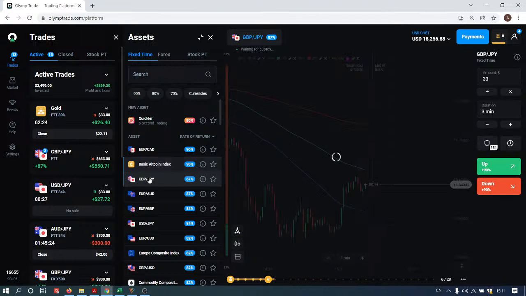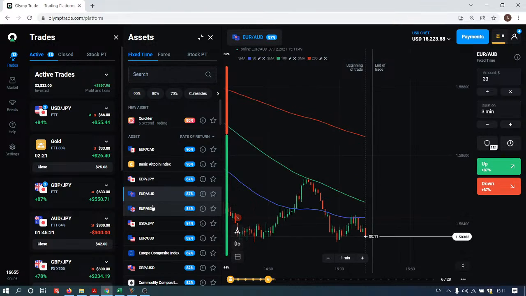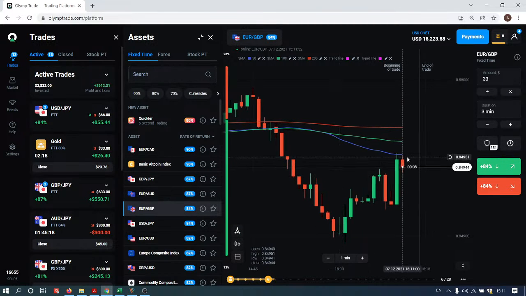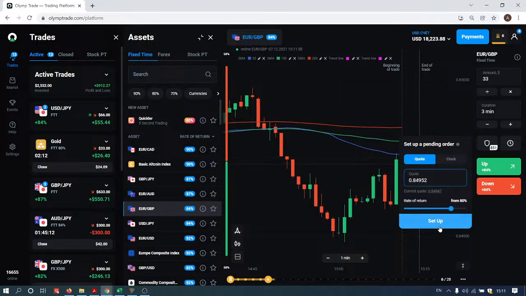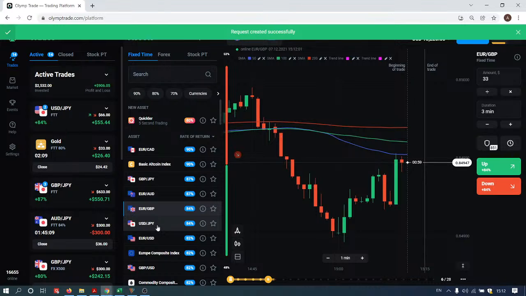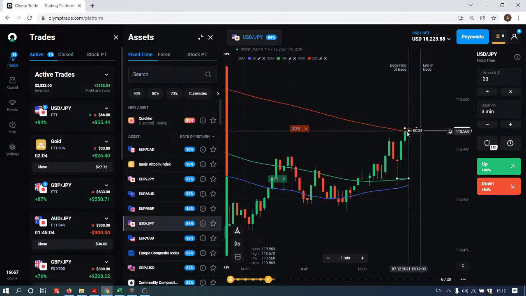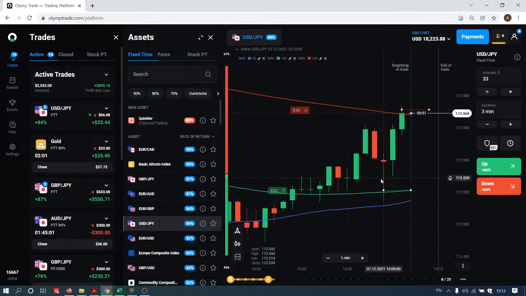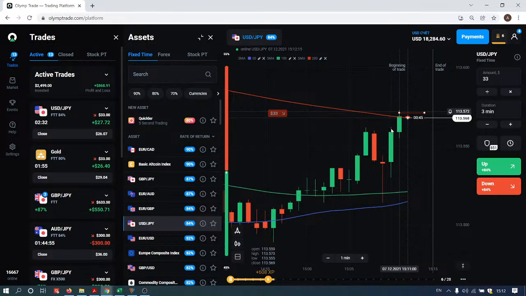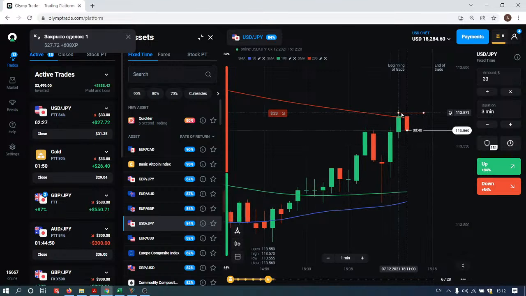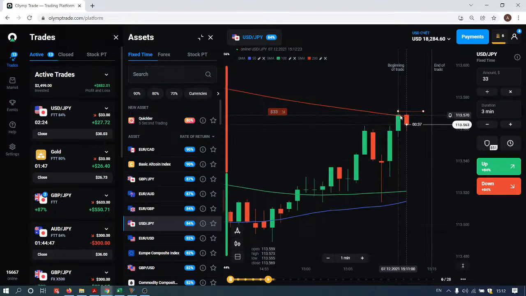So we are moving to our next charts. My next trade will be the Euro GBP, so I can set a pending order here. And USD JPY. Oh wow, isn't it funny, guys? I have two trades on one asset. One is in the upwards direction, which we just closed with a profit, and this next one is downwards from this upper moving average.